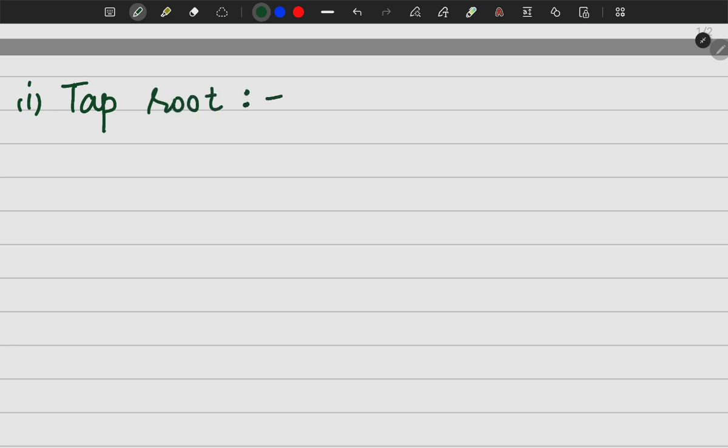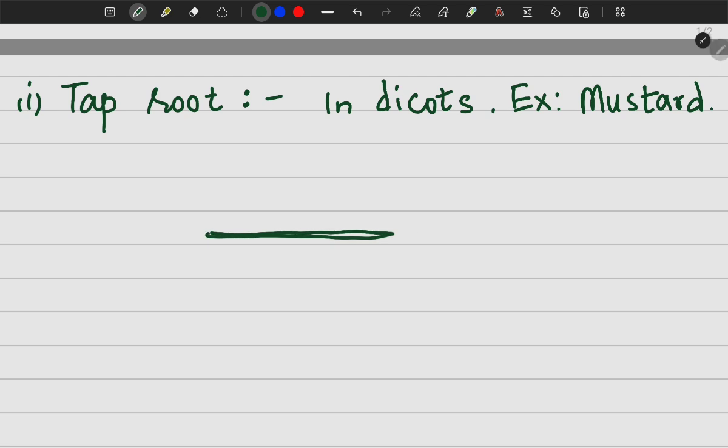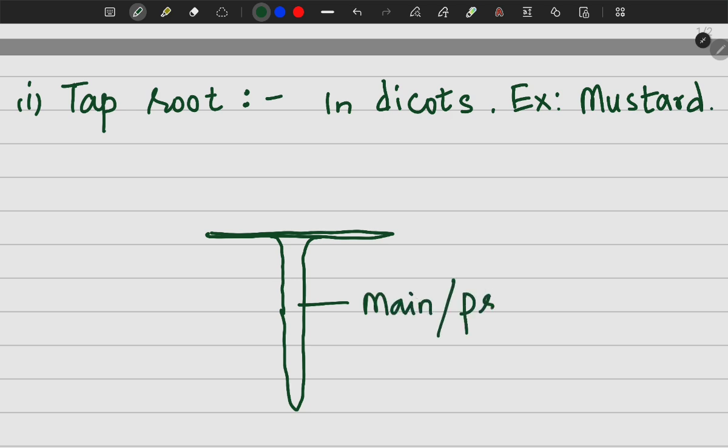Now taproot is basically seen in dicots. An example given in NCERT is mustard. Mustard is a dicot. So in dicots taproot is found. Now what is taproot? If this is the soil, then the taproot is a very long root. Inside the soil, the radicle grows very long deep into the soil and forms a main root, which is called a taproot. It is also called a primary root.